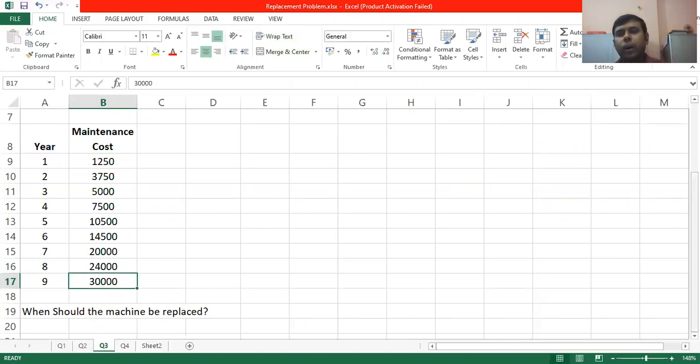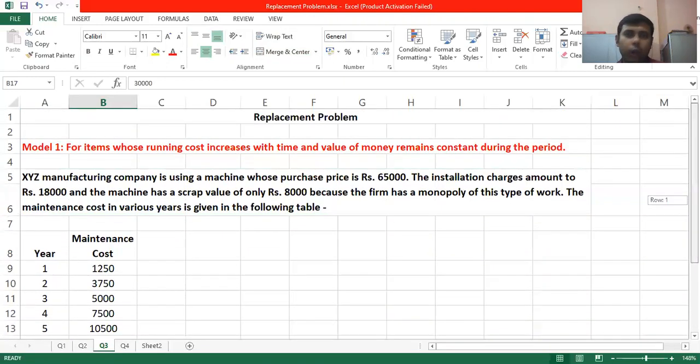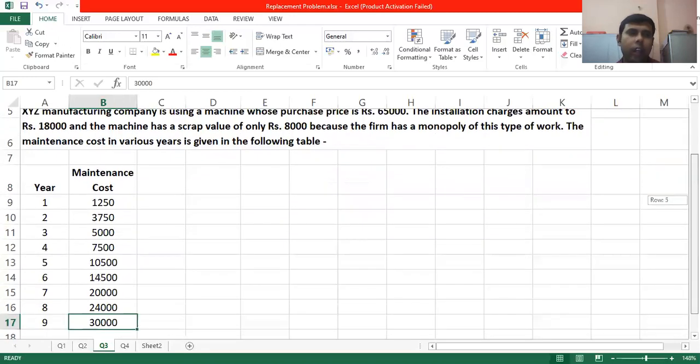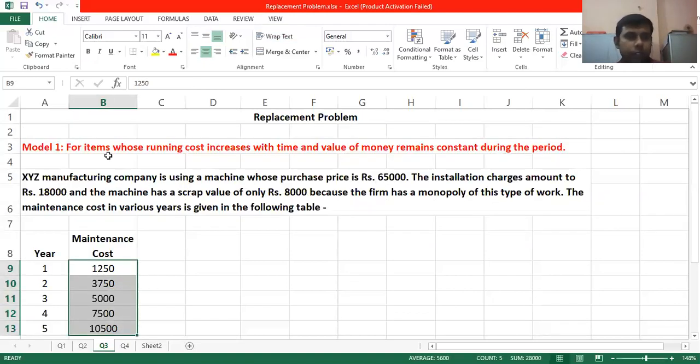Now, let us first check whether the problem belongs to model 1 category or not. See, our maintenance cost is also named as annual cost, also named as operating cost. And since it is in increasing order with year, the first condition is met, that is items whose running cost increases with time. Secondly, there is no information about the discounting rate of money. Therefore, value of money remains constant. So the problem belongs to model 1 category.